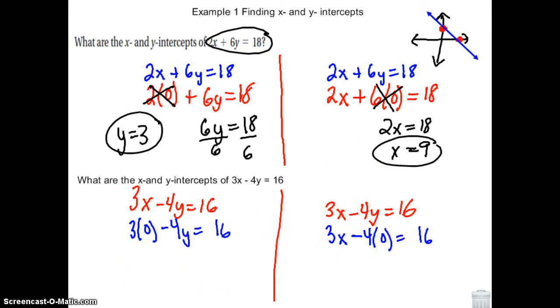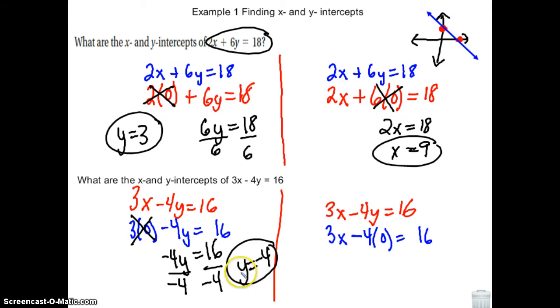We know that 3 times 0 is 0, so I'm left with negative 4y equals 16. If I divide by negative 4 on both sides, I get y equals negative 4. So my y-intercept is negative 4. And over here, keep change change. I know that negative 4 times 0 is 0, so we really didn't need to keep change change. And now I have 3x equals 16.